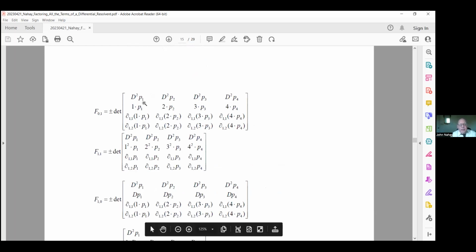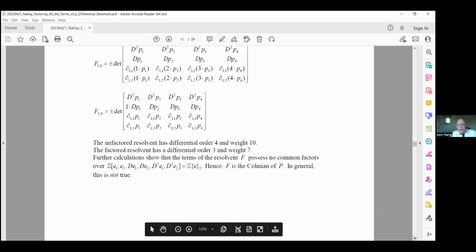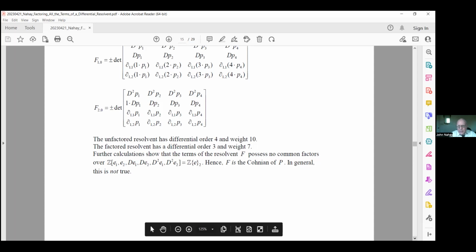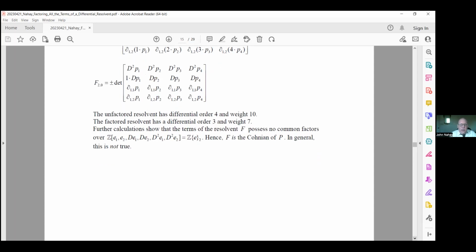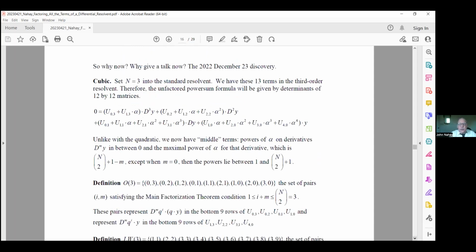So it's a mixed operator power sum, LW power sum matrix. Okay, so this unfactored resolvent is differential order 4 and weight 10, and has differential weight. I should have said differential weight 4. The factored resolvent has differential weight 3 and weight 7, and it can't be factored further. So this is the conian of the quadratic. So, okay, here we go. So why talk now? It's what I figured out in 2022.